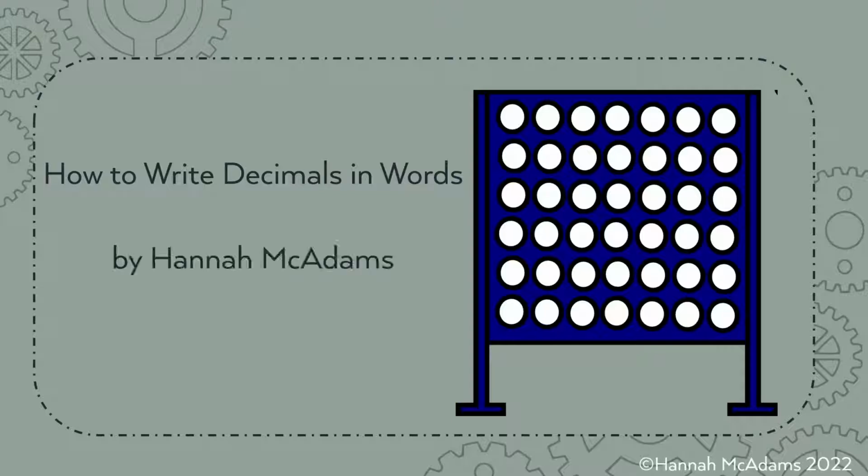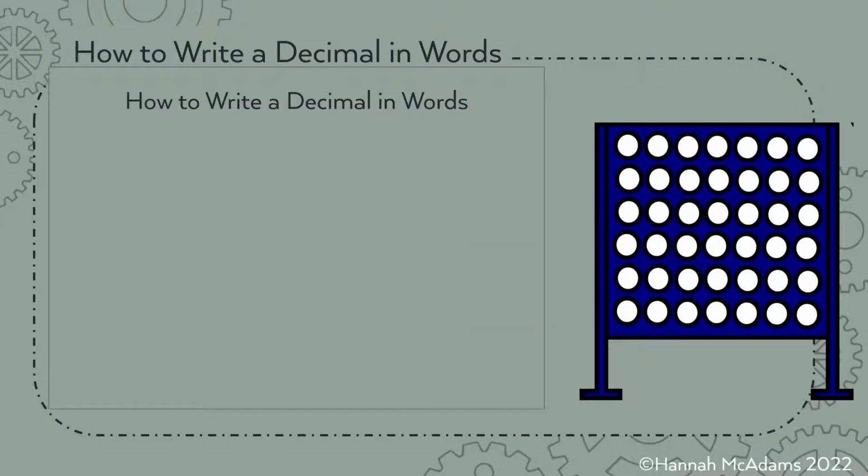Today I want to talk to you about how to write decimals in words. I like to use a 4 in a row frame to do this, but you don't have to. If you have one, it's kind of fun to write numbers on all the little circles, but you can just write it with a pencil if you'd rather. Okay, how to write decimals in words.